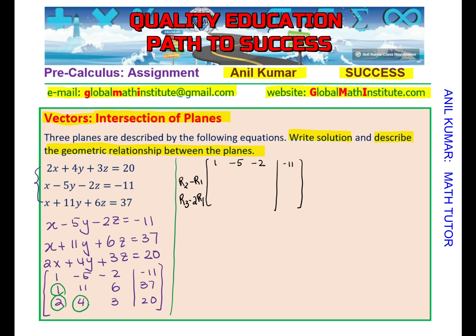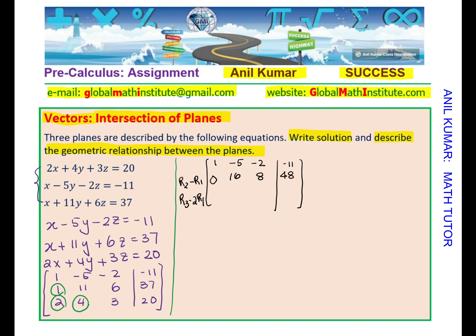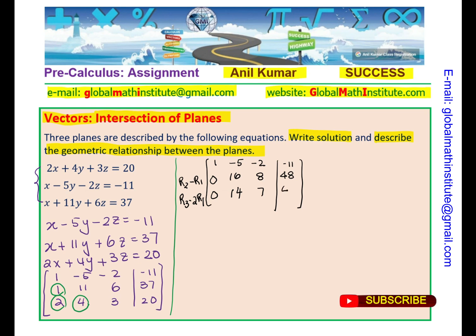As far as the second row is concerned, since we are subtracting the first row from the second, we get 1 minus 1 is 0. That was the idea, right? 11 minus 5 gives us 16. 6 minus minus 2 gives us 8. And 37 minus minus 11 gives us 48. In the third row, from 2 we subtract 2 times 1, which gives us 0. That is what we wanted. From 4, we subtract 2 times minus 5, so that means 4 plus 10, 14. And here, 3 minus 2 times minus 2 means 3 plus 4, 7. 20 minus 2 times 11 is 22, so 42, right? So we get the augmented matrix.